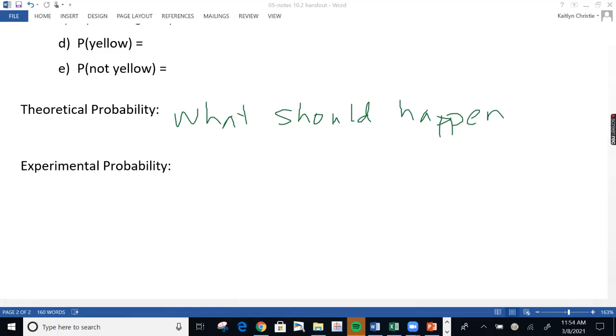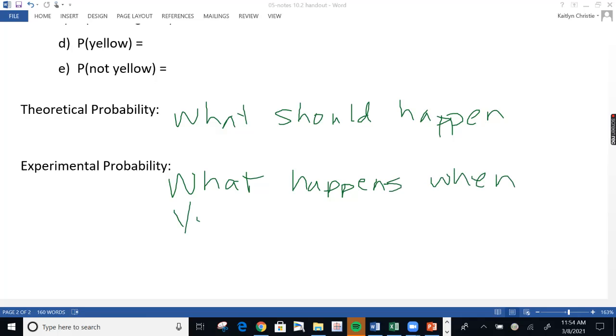Experimental probability is what happens when you test it. It's like drawing the marbles out of the bag. It's what happens in the real world when you're physically doing it.